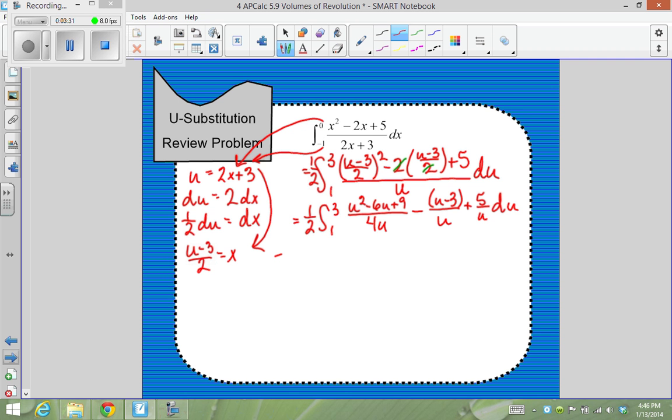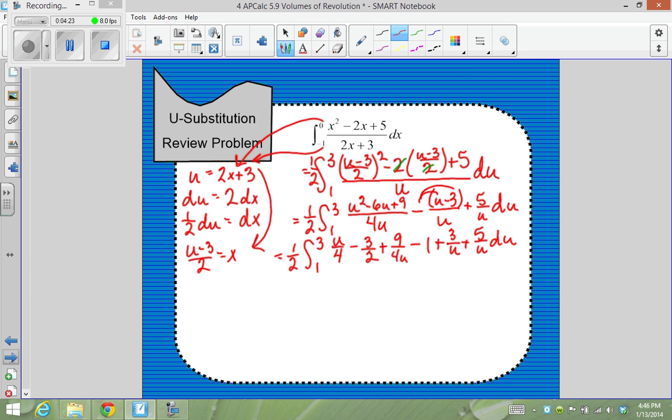Okay, so 1/2 integral from 1 to 3, and then everything we're going to split into individual fractions. So u squared over 4u is going to give me u over 4, minus 6u over 4u, that just gives me minus 3/2, plus 9 over 4u. On the next one, don't forget to run the negative all the way through as you're doing this, but u over u, that's going to be minus 1, and then plus 3 over u, plus 5 over u, du.